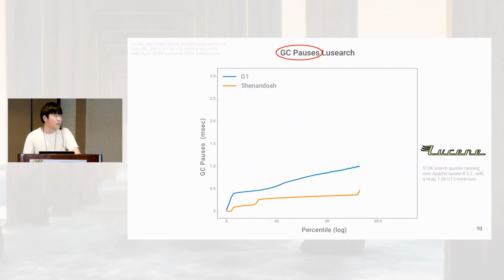So this is the pause time curve for G1 and Shenandoah. We show the Lucene search result because this is a widely used and also highly demanding workload, and it has a very high allocation rate and imposes great burden on the garbage collectors. So in this graph, the x-axis is the percentile of the requests, and the y-axis is the pause time in milliseconds. And as you can see, Shenandoah has ultra low pause, much lower pause time than G1.